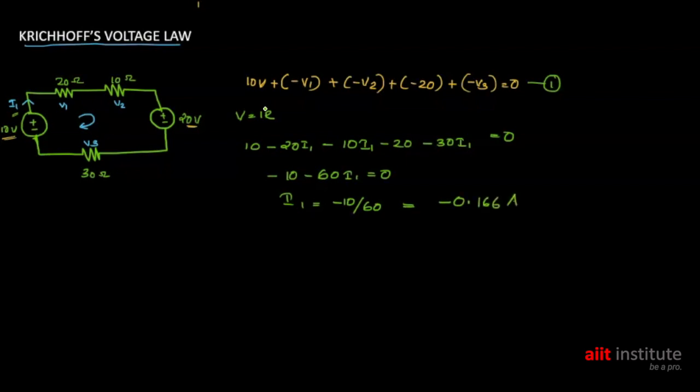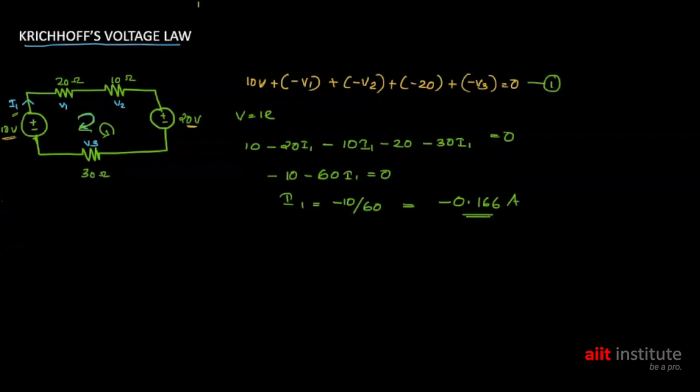So here we got a negative sign, which indicates what we assumed. We assumed the current direction is clockwise. Actually, here the current direction is opposite to what we assumed, so it is flowing anti-clockwise. That's why we got the negative symbol. So the current is flowing just opposite to what we assumed. So we got the current value, and it is easy to find the voltage drop across these resistances.